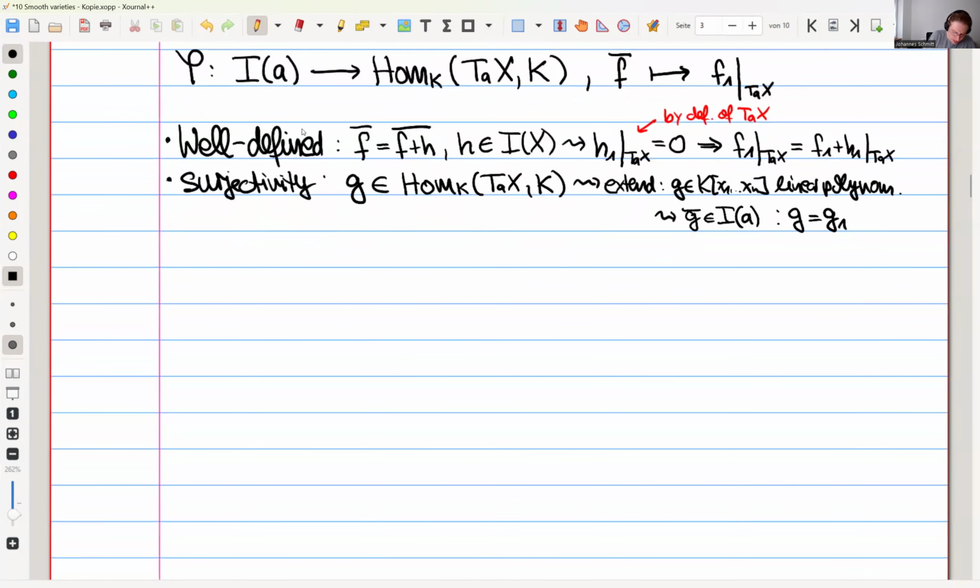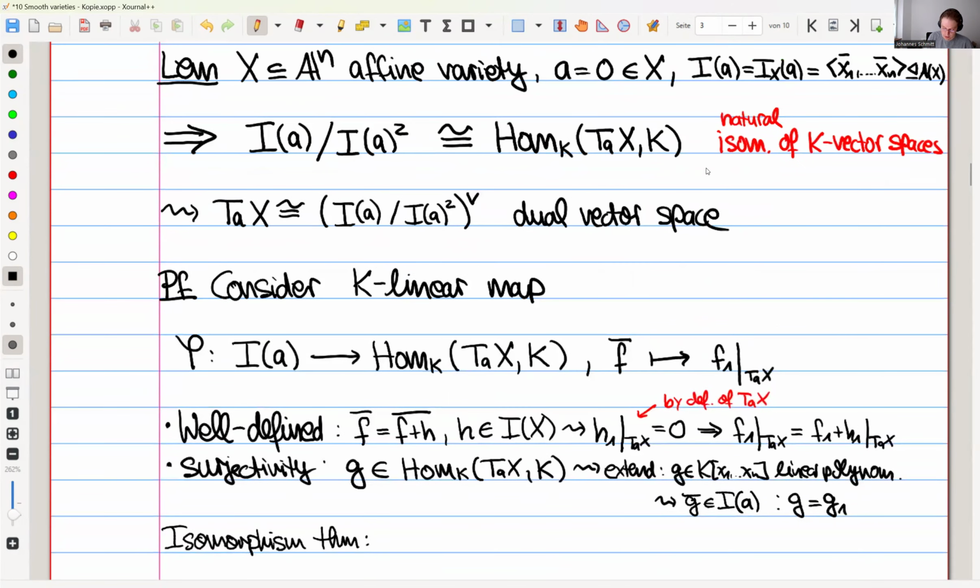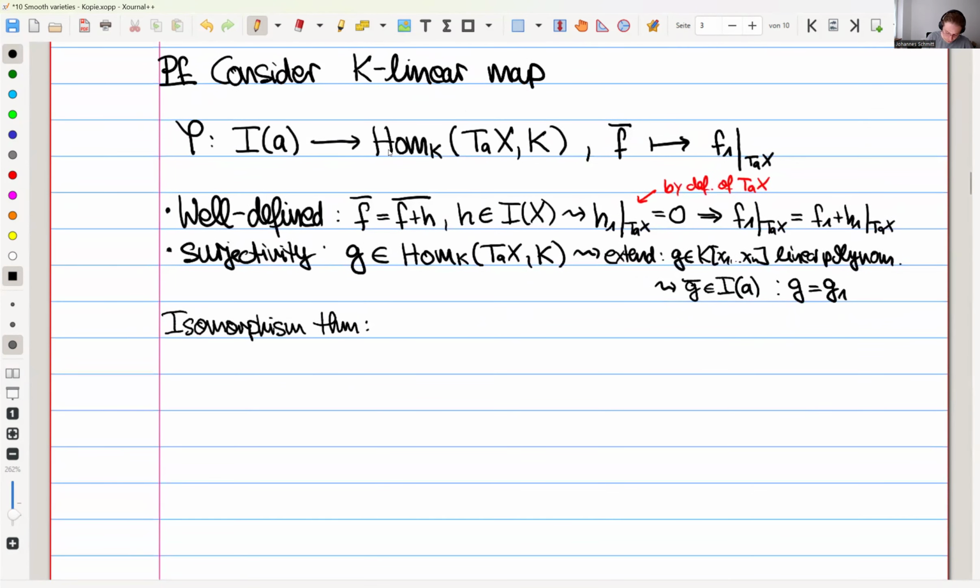Okay. And then by the isomorphism theorem, we have a surjective linear map. And so the image is isomorphic to the domain modulo the kernel. We want to show that the image is isomorphic to this domain modulo this thing here. So it suffices to show that the kernel of phi is equal to I(A) squared.